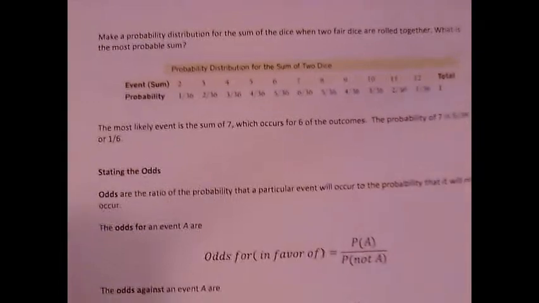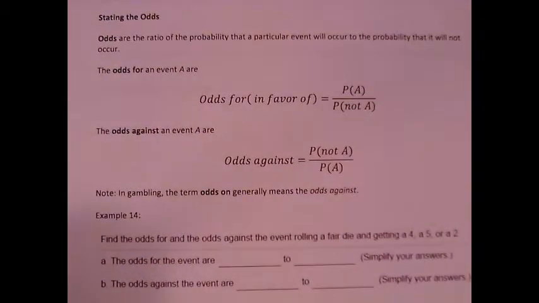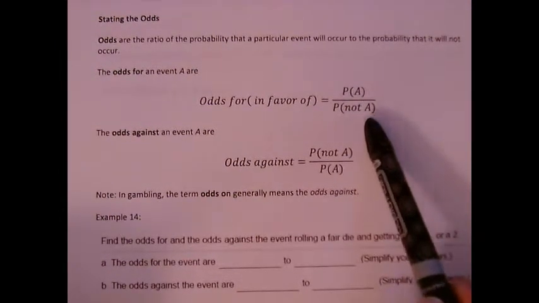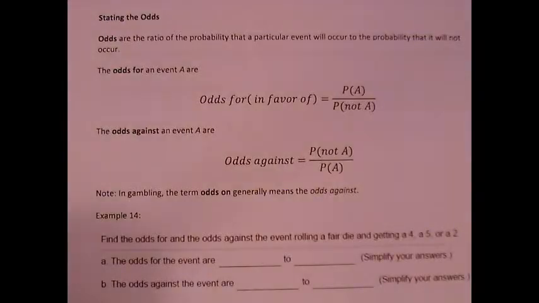Okay, next we'll look at stating the odds. Odds are the ratio of the probability that a particular event will occur to the probability that it will not occur. Now here we have odds for an event, and also odds against an event. When we're finding the odds for an event, or the odds in favor of an event, it's going to be the probability that event A will occur divided by the probability that A would not occur.